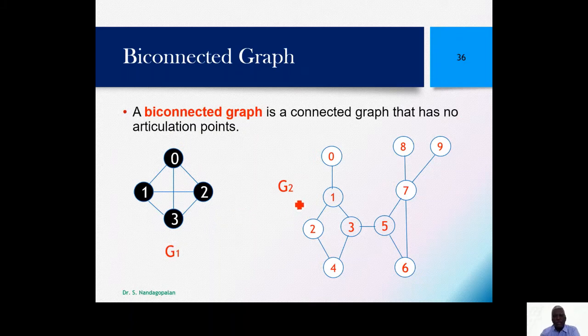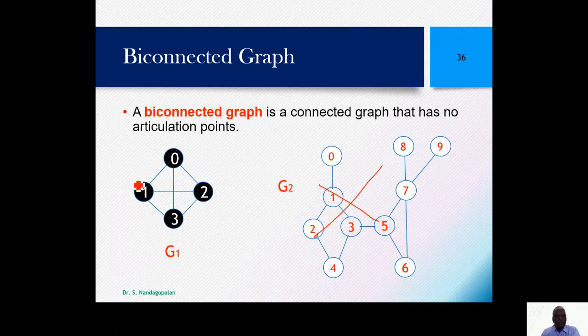On the other hand, G2 is not a biconnected graph, because we have already seen this example in the previous slides, where we have 4 articulation points, that is 1, 3, 5 and 7. So this is not a biconnected graph. A biconnected graph is one which does not have any articulation point. So what is the advantage of studying this, or what is the application?